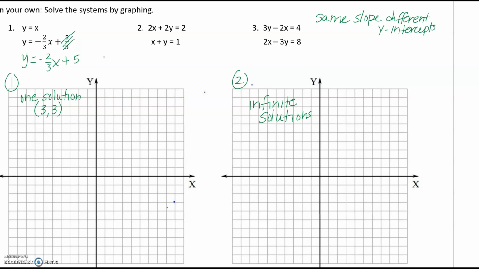And when you have number 2 in each of those in slope intercept form, you should have same slope and same y-intercept. Okay, so that's all there is to graphing systems of equations. 3 different types of solutions, and it's all based on looking at your slope and your y-intercept.